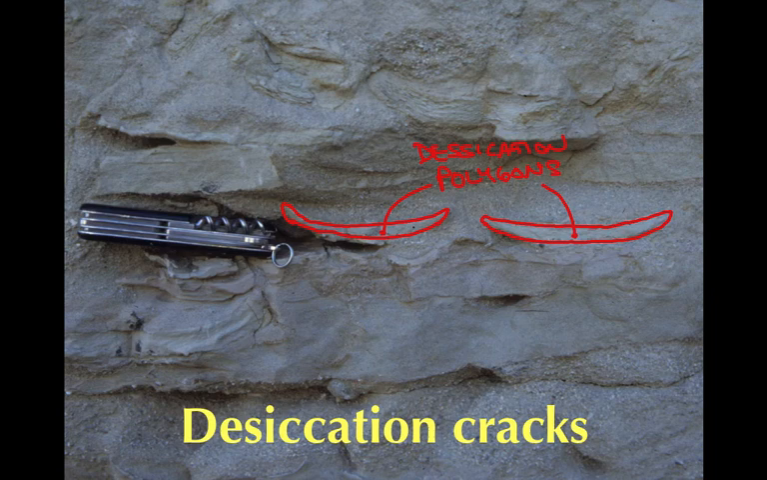This can also tell you which way is up. Another feature of mud cracks is that very commonly the upper surface of mud cracks, and I'm just drawing this in, you don't actually see this here, the upper surface of mud cracks looks like a V or a wedge, and that also can tell you which way is up.